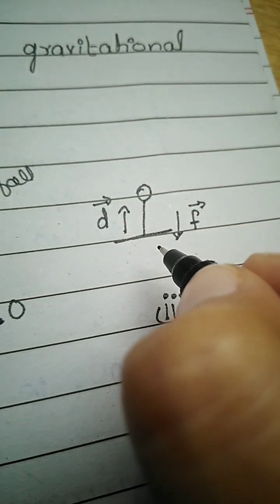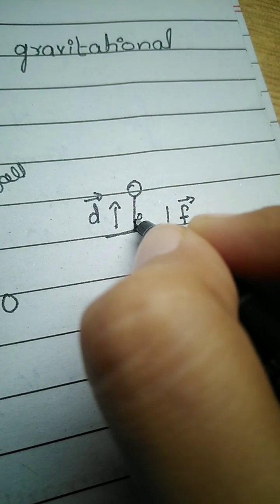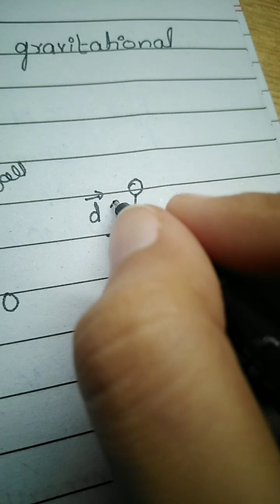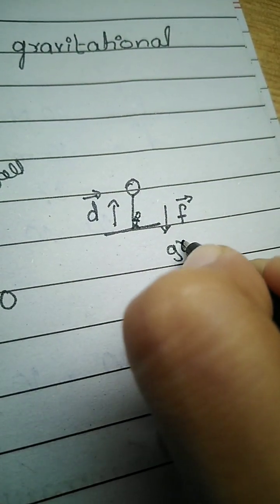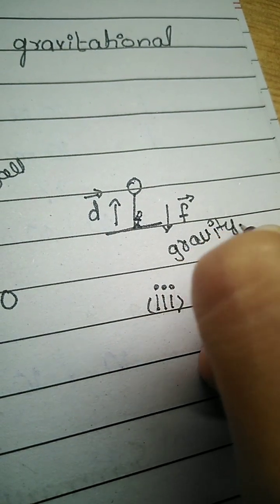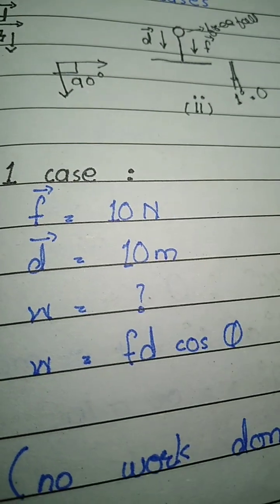And the third condition is that suppose a person throws a ball upwards. Now the direction is upwards, but the force is downwards due to gravity. So what will be the work done here?